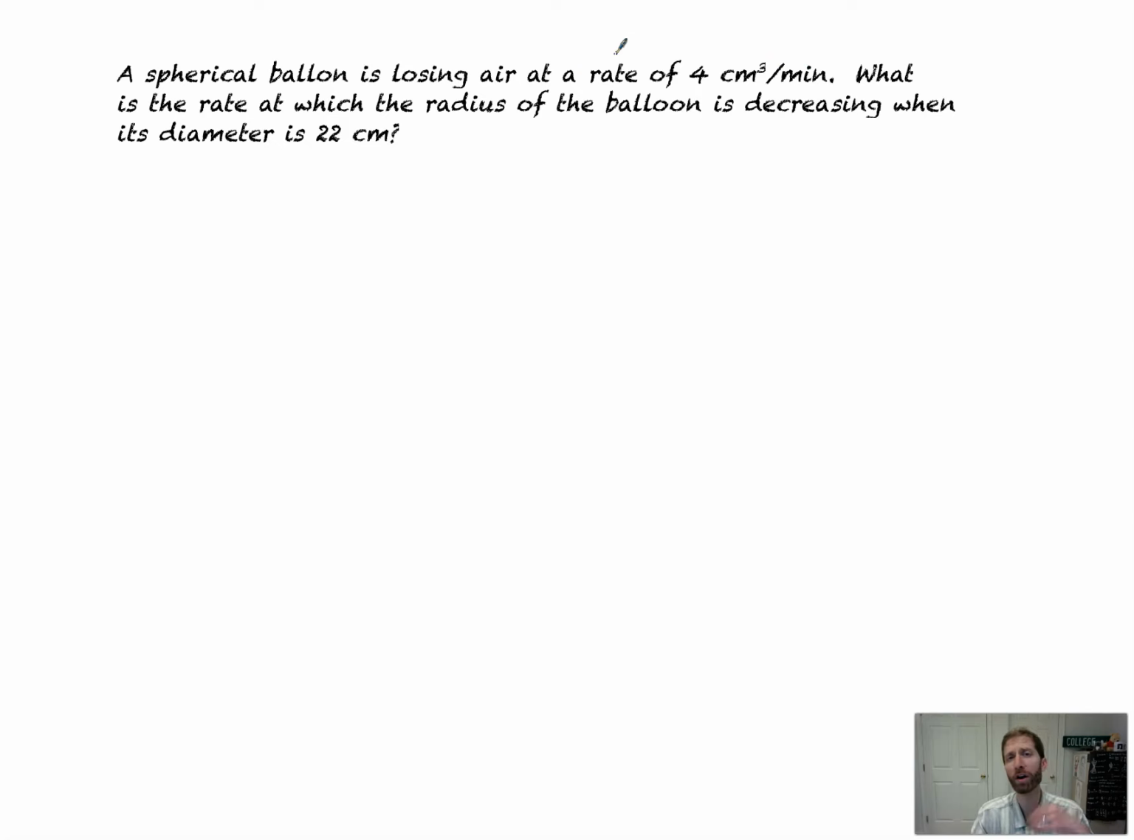Okay, so sphere, that's the part that's going to elicit a certain kind of formula we've got to go after here. We've got cm³/min, so if you happen to notice that it was dV/dt, great. If not, no sweat. What is the rate at which the radius of the balloon, so rate of radius, dr/dt, is decreasing when its diameter is 22 centimeters?